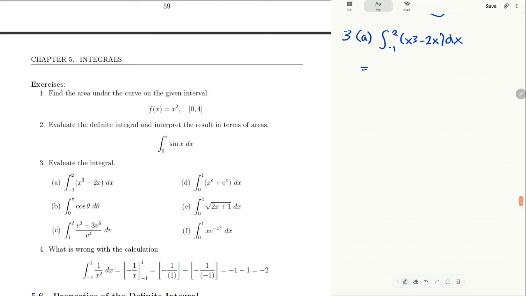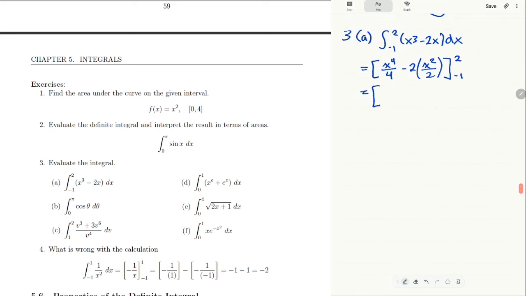So we want to find the antiderivative of x cubed minus 2x. So the antiderivative of x cubed is x to the 4 over 4, minus 2 times the antiderivative of x, which is x squared over 2. And we evaluate at 2 and negative 1.